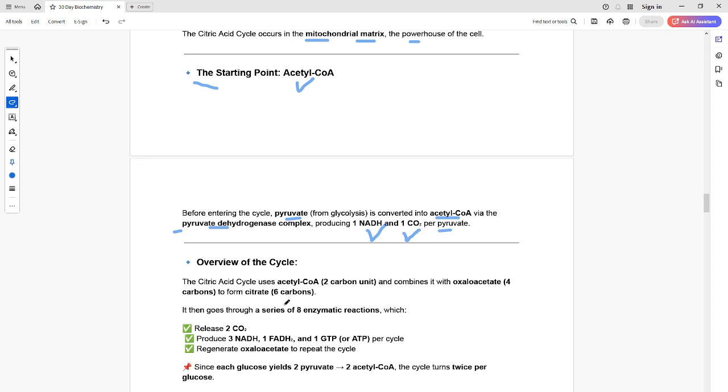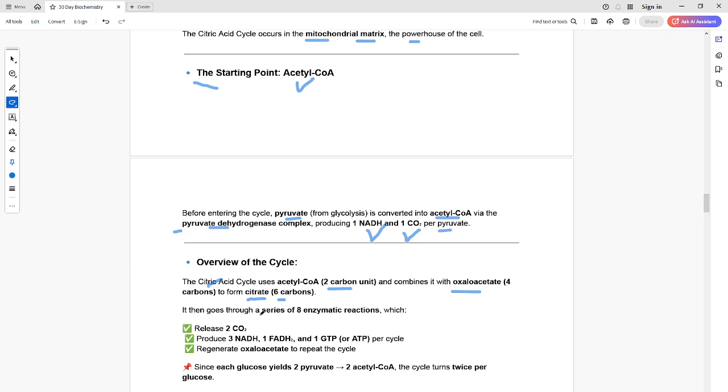An overview of the cycle. The citric acid cycle uses acetyl coenzyme A, which is a 2-carbon unit, and it combines with the primer of the Krebs cycle, which is oxaloacetate. Oxaloacetate is 4 carbon, so the formed molecule is called citrate, which is 6 carbon. The enzyme that catalyzes this reaction is called citrate synthase, the enzyme that synthesizes this acid.